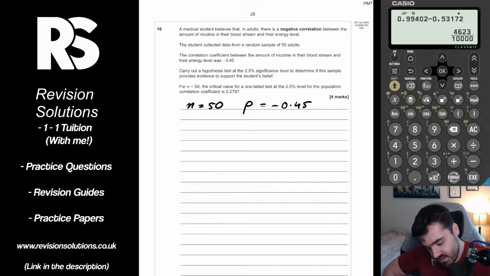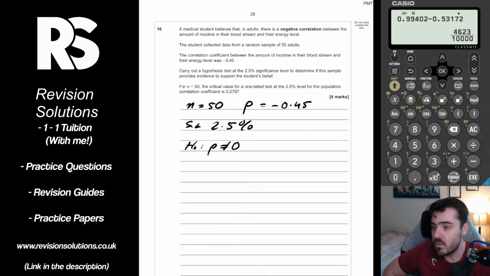Carry out a hypothesis test at the 2.5% significance level to determine if this sample provides evidence to support the student's belief. For n equals 50, the critical value for a one-tailed test at the 2.5% level for the population correlation coefficient is 0.2787. Okay, well, H0 is that they're not correlated. That's always what we're going to do for a correlation coefficient hypothesis test.